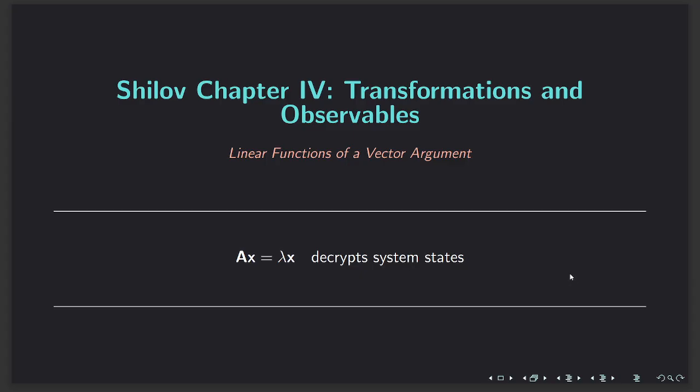So the central equation of this chapter, A times x equals lambda times x, is the primary instrument for decrypting the intrinsic properties of a system. This reveals stable states, or the eigenvectors, that remain unchanged in direction under transformation, and the scaling factors, the eigenvalues, that quantify the effect of this transformation on these states. And so the master key to analyzing system dynamics is this equation. We basically decrypt the system states by means of this eigen decomposition.